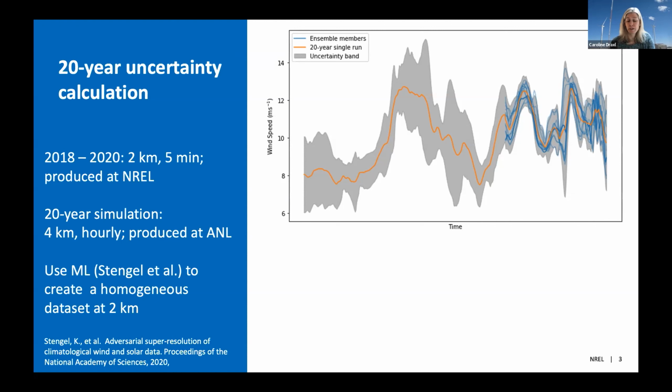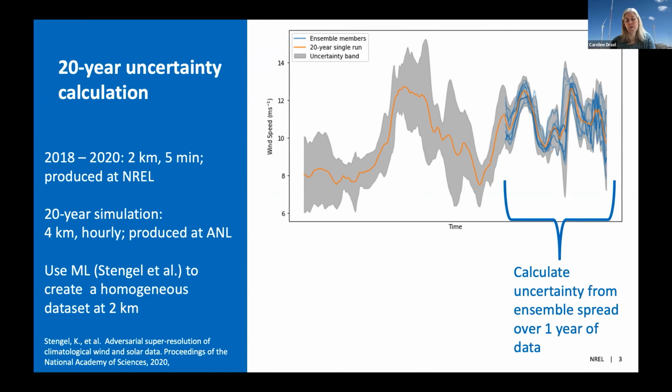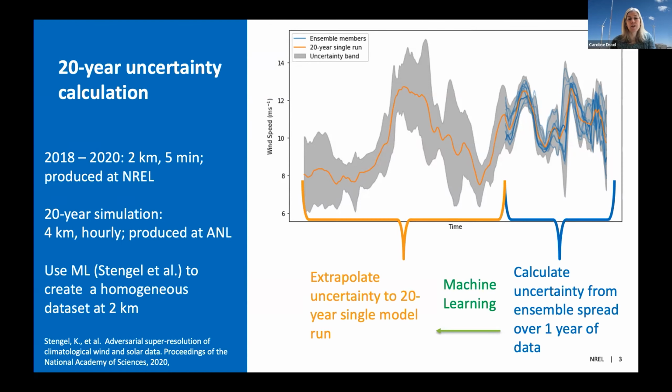And in terms of uncertainty calculation, we'll run ensembles for 1 year, which we're doing actually right now, since this is underway. So we'll calculate the uncertainty from the ensemble spread of this 1 year of data. And then with machine learning, we'll extrapolate this uncertainty to 20 years, to the 20-year single model run.